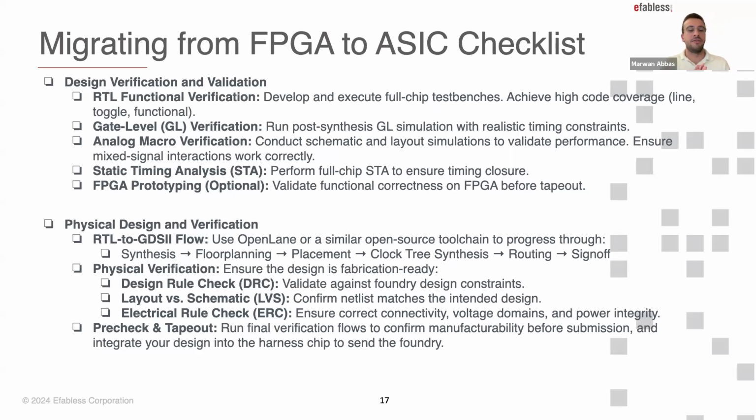Okay, so after verification, the physical design process begins, and that starts with generating your physical views, maybe using OpenLane from the RTL, or creating your own layout if you're doing an analog design. And then you do physical verification, which involves DRC and LVS. And then finally, you submit it to our platform, and we run automated pre-check and tape-out flows, which does all of the physical verification and integration for you, and then send it to the fabrication facility.